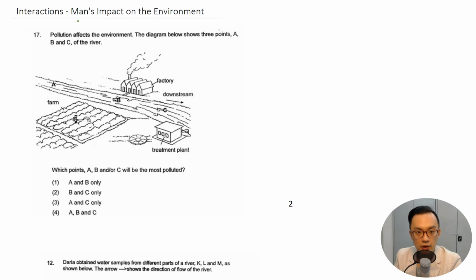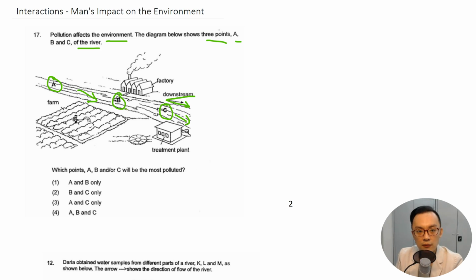Okay, so we are doing interactions, man's impact on the environment, sample questions. Pollution affects the environment. The diagram below shows 3 points, A, B, and C of the river. So this is point A, this is point B, and this is point C. We need to note that the downstream is actually going this way based on the arrow.